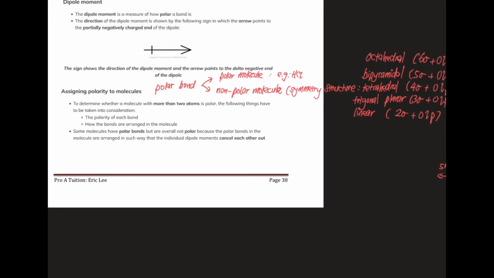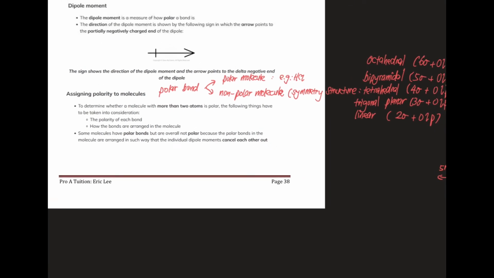Now let's come back to the words here. How the bonds are arranged in the molecule will determine whether it is a polar molecule or a non-polar molecule. Basically, it's easy to decide. When there is no lone pair, then it's non-polar. When there is a lone pair, then it's a polar molecule.